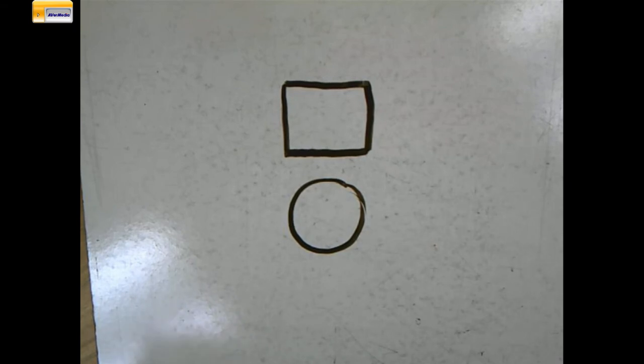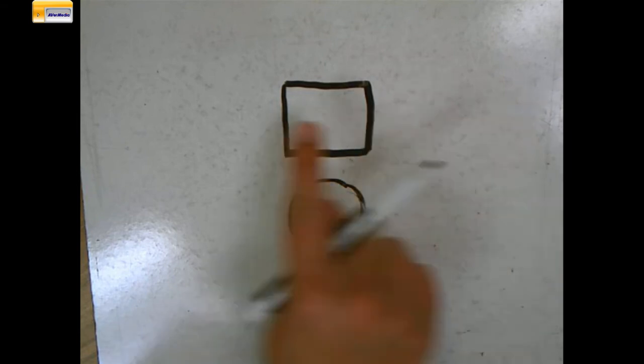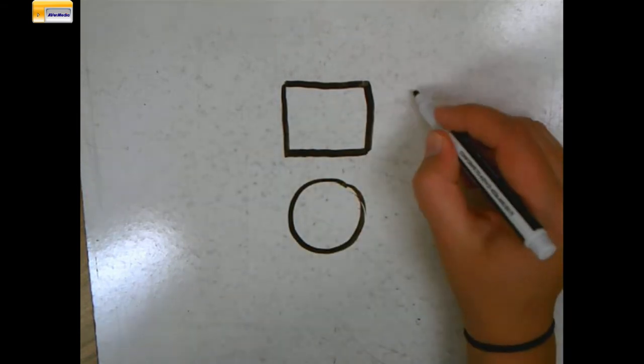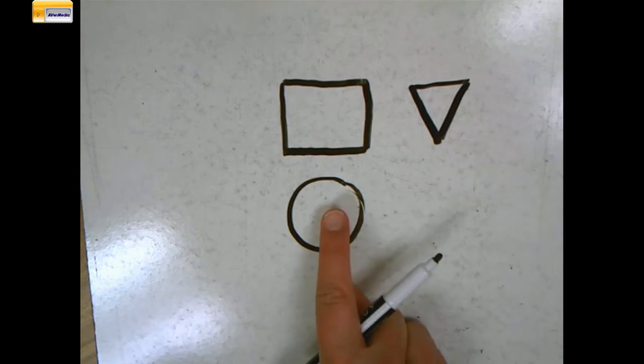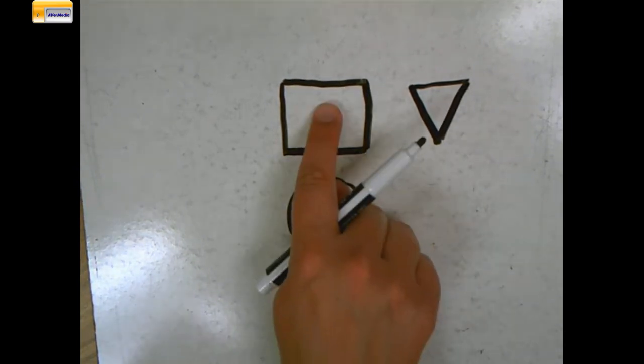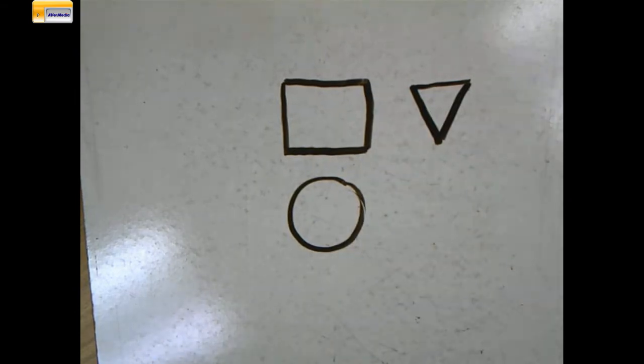Can you draw a triangle next to the square? Draw a triangle next to the square. You have two choices. You can draw it on this side or this side because next to means beside. Here's my circle in the middle. My square is above the circle, and my triangle is next to the square.